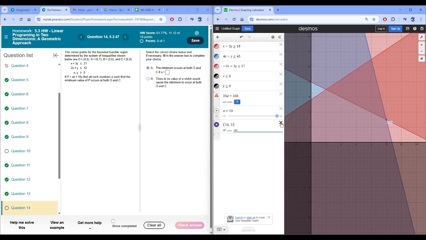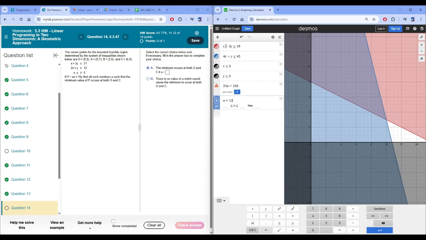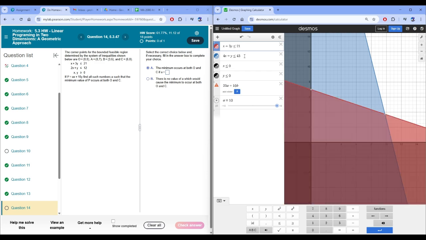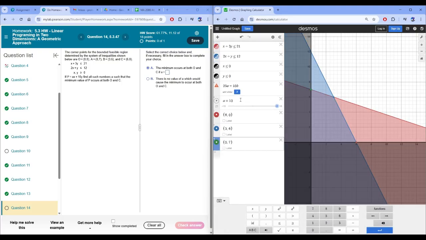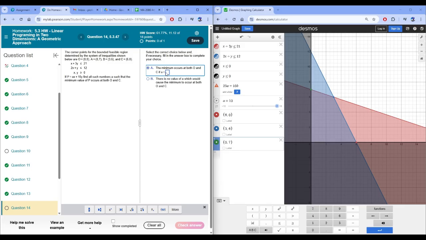All right, let's get rid of these points. Let's see what this graph looks like. There's 2 of them, so I can get rid of this one. I could have just closed it. X plus 3y is less than or equal to 21. And this one is 12, and it's 2x plus y. So this is the region that I'm looking for, right? Boom, boom, boom, boom, boom, and this one right here. What's my equation? It's going to be this one, right? It's going to be 6 if a is equal to, the minimum occurs at both O and C.